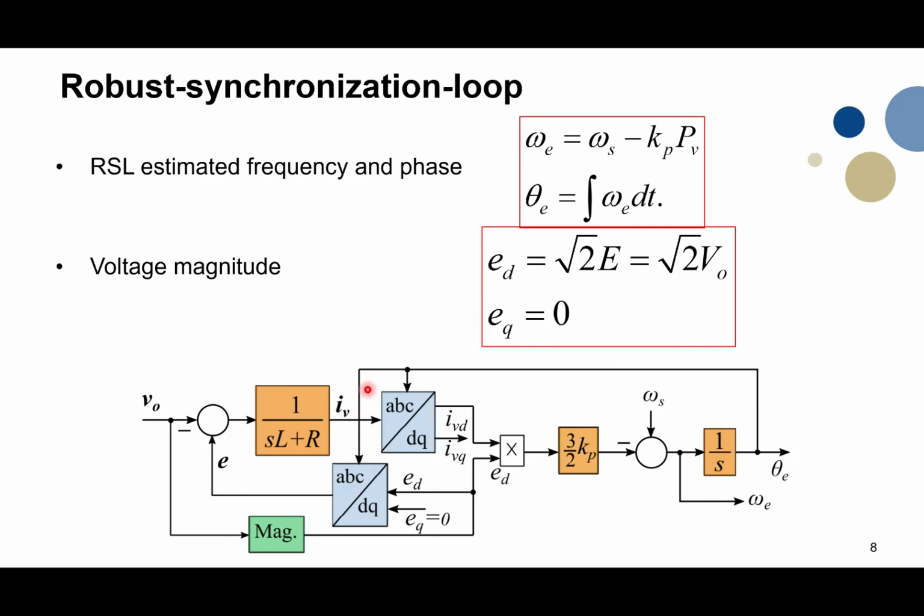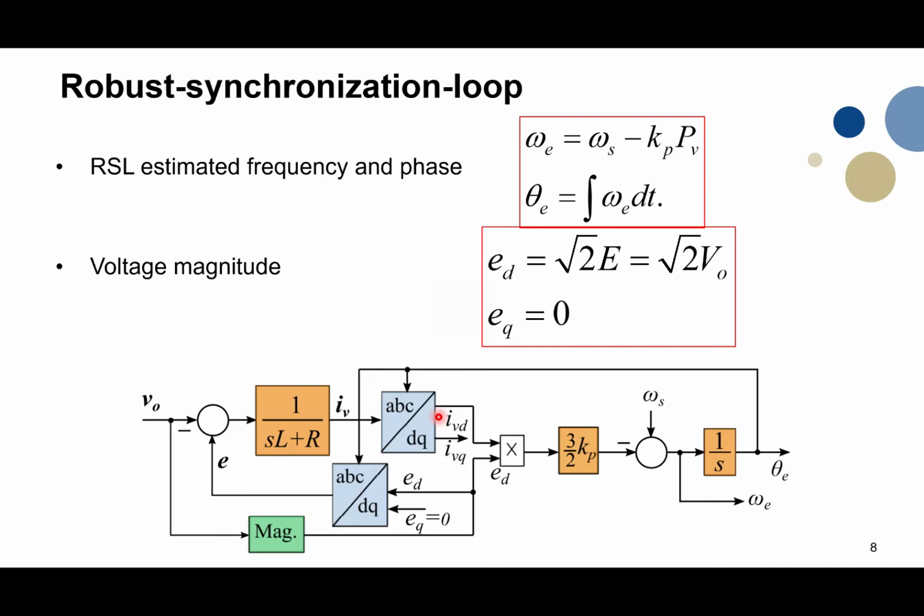And from this virtual current, we calculated the power with this. Then we get the power, and we know that this power has a linear relationship with the frequency. So that gives us the frequency of this robust synchronization loop. And we use the phase angle to convert the alpha-beta signals into the DQ frame signal. So that's how we developed our robust synchronization loop.